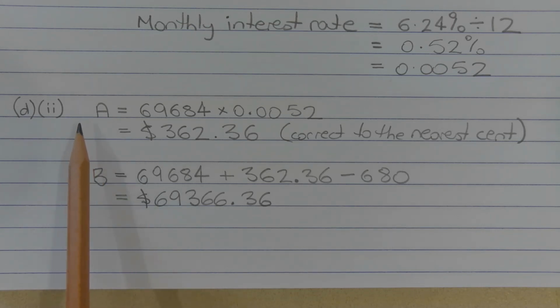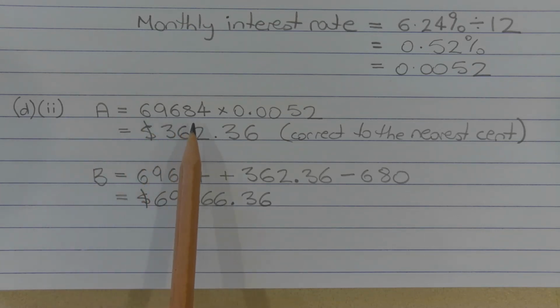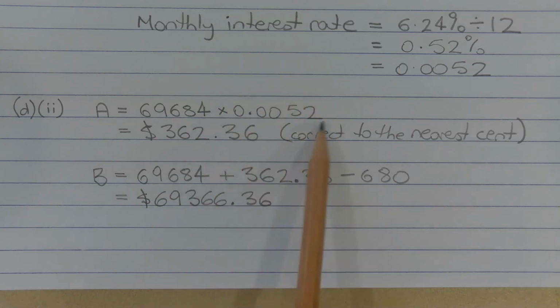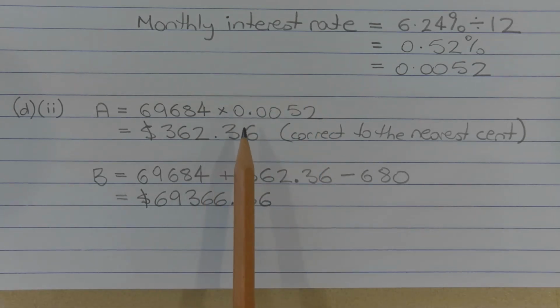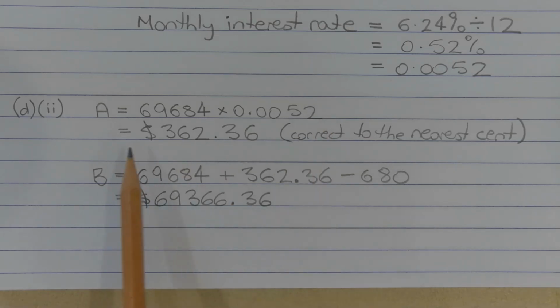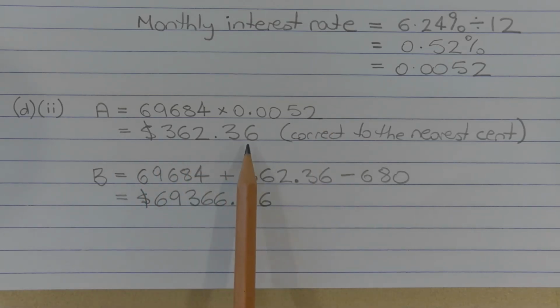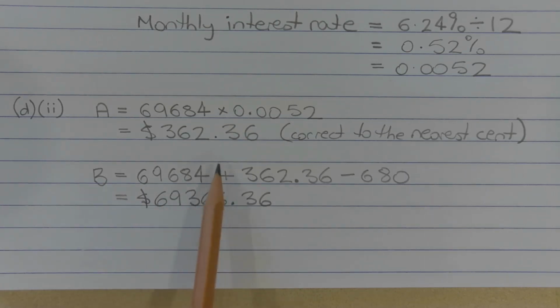So the value at A is found by taking $69,684 and we multiply that by the monthly interest rate that we found in part 1, which is 0.0052, and that equals $362.36, correct to the nearest cent. And the value at B is found by taking the principal of $69,684, adding on the interest charged, which is $362.36, and taking away the monthly repayment of $680. And that equals $69,366.36.